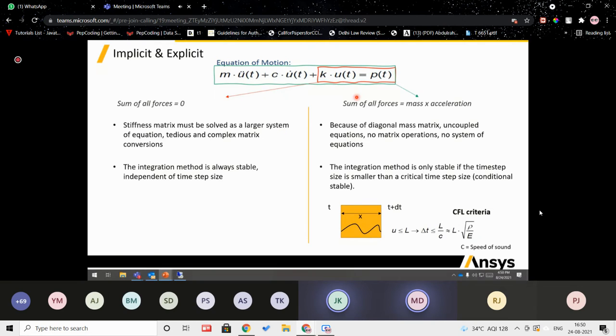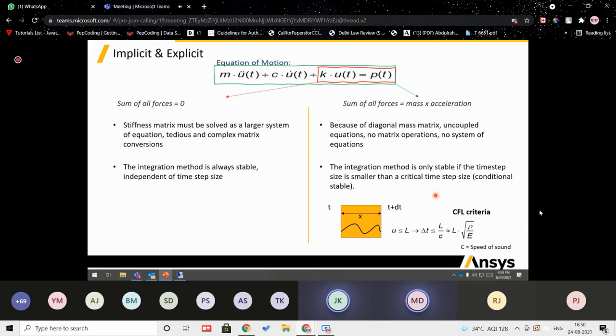Whereas if you come to explicit analysis, you have a term called time step. Basically the integration method is only stable if the time step size is smaller than the critical time step. When I say critical time step, why this quantity is coming, that we will discuss in the next slide.